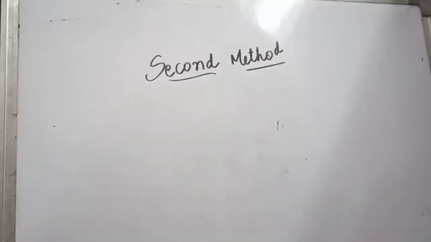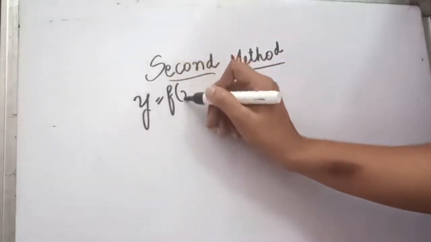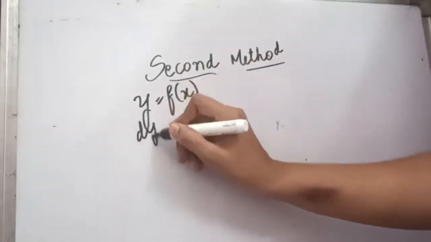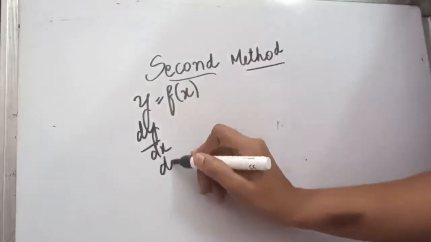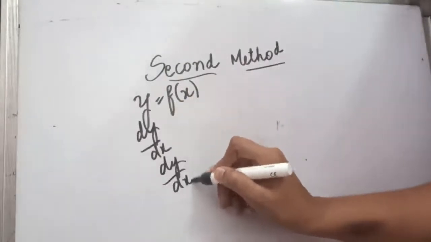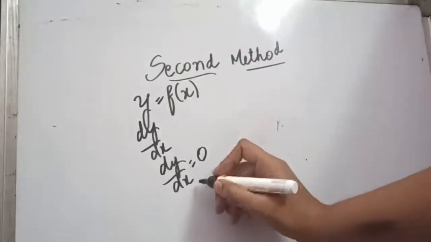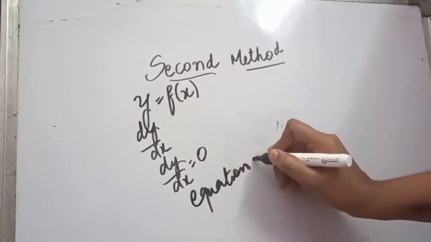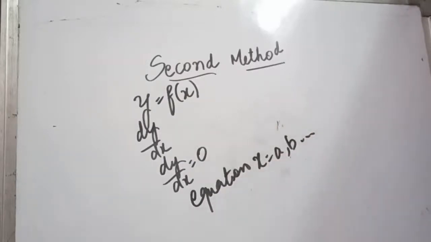Coming to the second method of calculating maxima and minima. Here the steps will be, the first step is same. We will be putting the function equal to y. Second step is also same. We will calculate dy upon dx. Third step is also same. We will put dy upon dx equals 0, and after solving the equation, we will calculate the values of x. X values can be a, b, c, n number of values we can get.